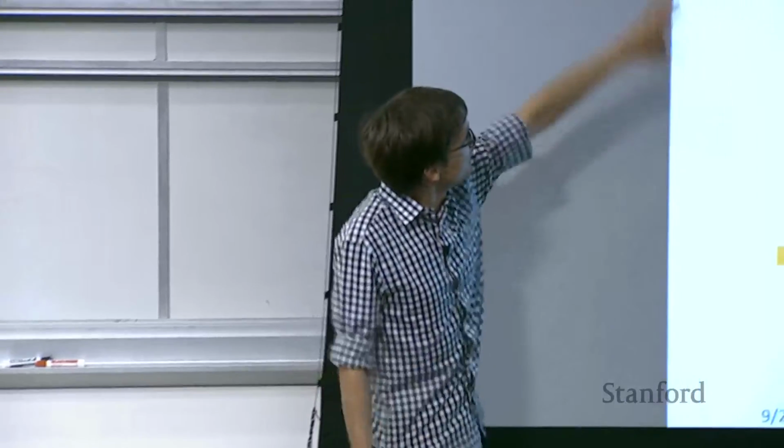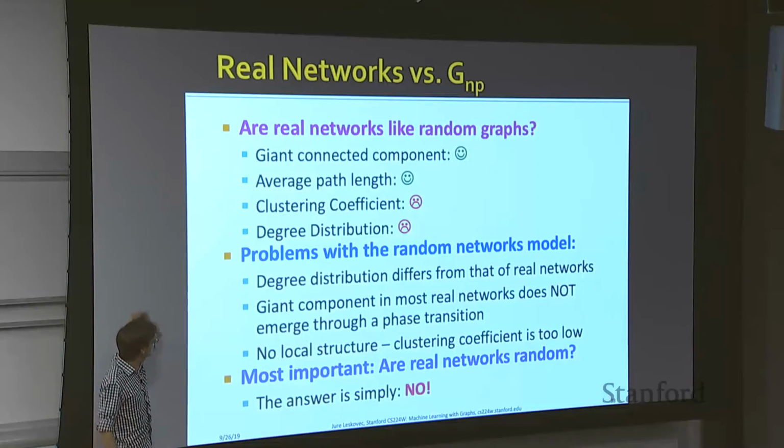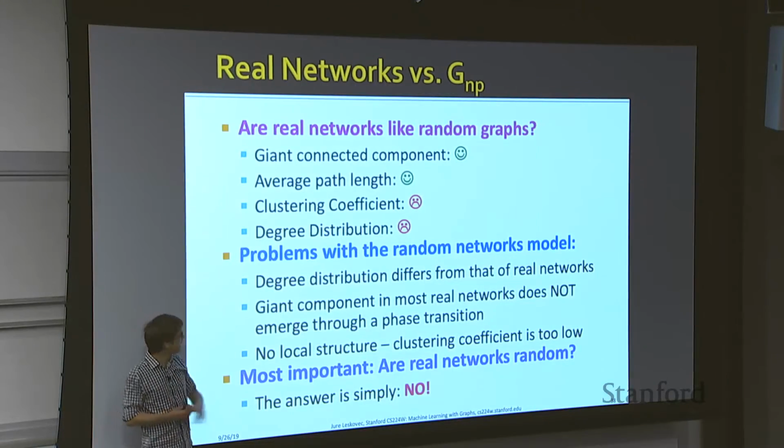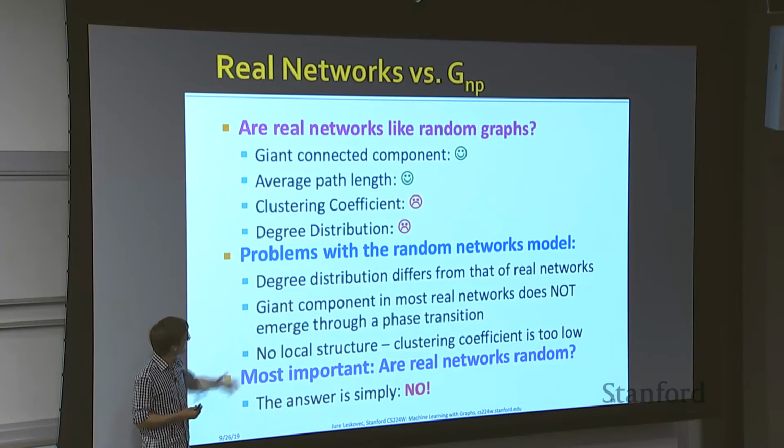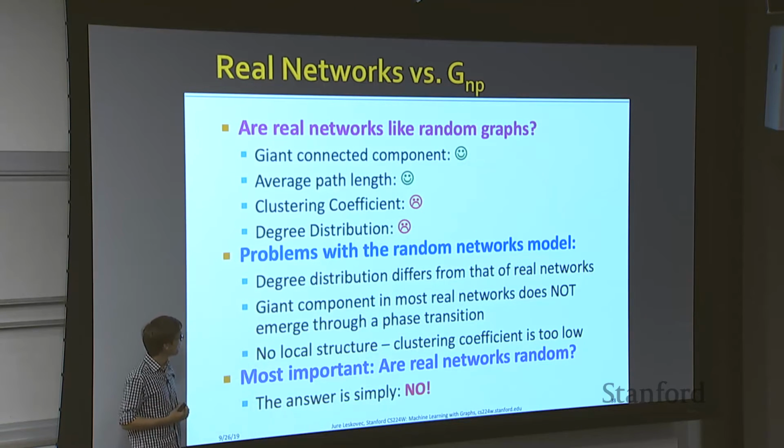So we showed these 4 properties. Is the random graph model realistic, or what are the problems with it? The degree distributions differ. Basically, it assumes everyone has the same number of friends.